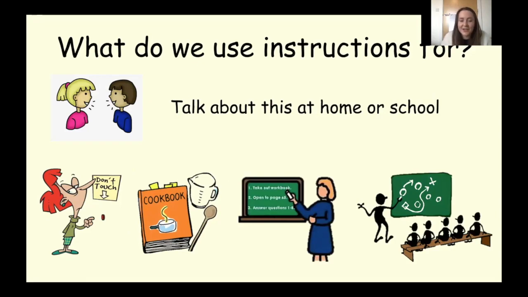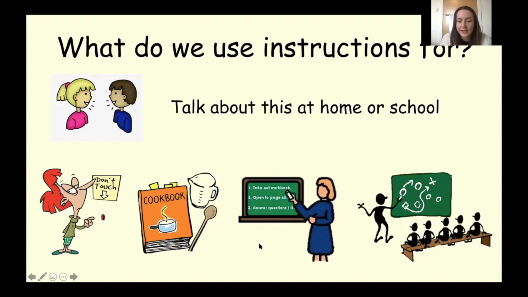Well done. There's lots and lots of different things that we use instructions for. For instance, telling us not to do things. That is an instruction. Do not touch this button. It's telling you not to do something. And you could use instructions in recipes or cookbooks. They tell you exactly what you need to do in clear instructions as to how you can make those dinners.